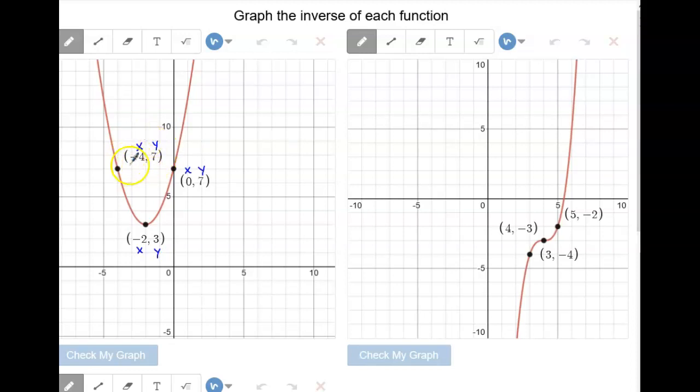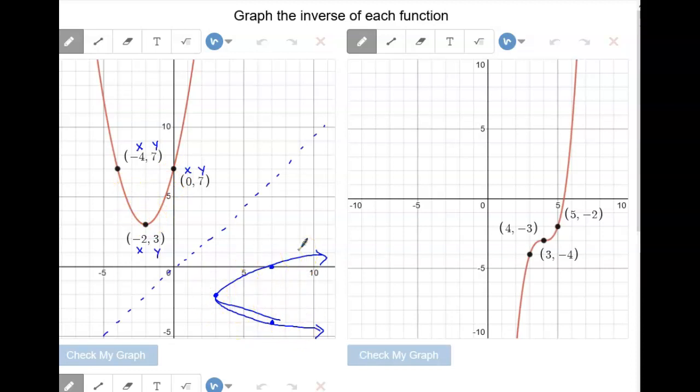the x. So this point would turn into 7, negative 4. This point would turn into 3, negative 2. And this point would become 7, 0. So if you were to do the graph of that, you would see something like this. And remember that this is going to be reflected across the line y equals x, like this. If you were to take this as a piece of paper and fold it across here, this red one would land exactly on top of this blue one.